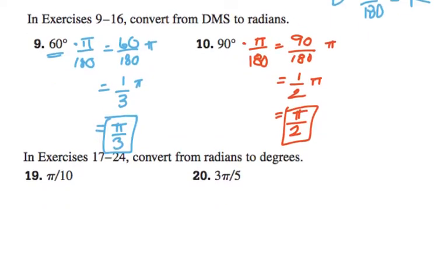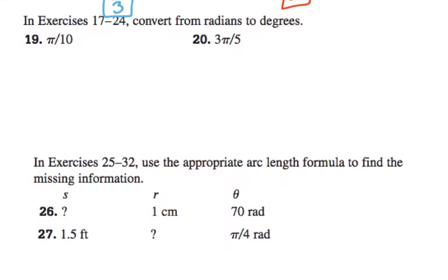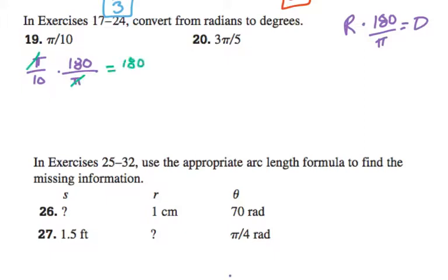Alright, now they want you to convert from radians to degrees. So from radians to degrees, you take your radians and multiply that value by 180 over pi, so it'll cancel out the pi that was in the top, and then you get your degrees. So pi over 10 is going to be multiplied by 180 over pi. Again, the pi's cancel, and so we have 180 over 10, or 18 degrees.